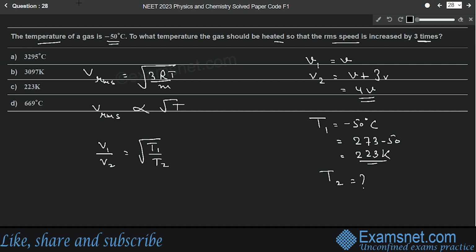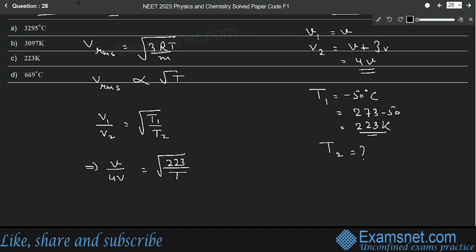Okay, so let's just put the values. V1 is equal to V, V2 is equal to 4V, right? This side we have T1, 223, so 223 upon T2, which is unknown. Okay. Now we have to remove the root. So on the left hand side we'll get a square. Okay. So first V will be cancelled and 1 by 4 will be left. So the square of this will be 1 by 16 and this side 223 upon T2.